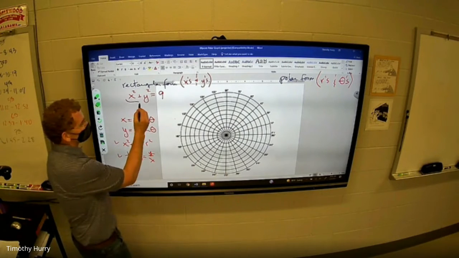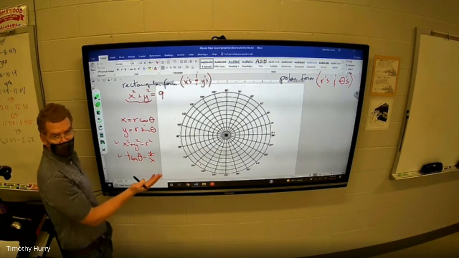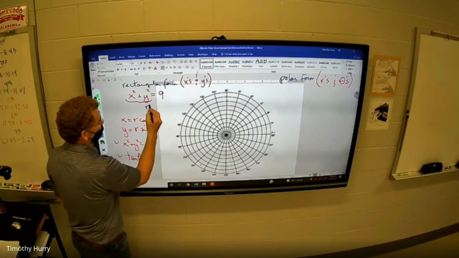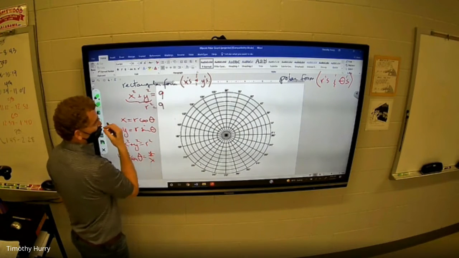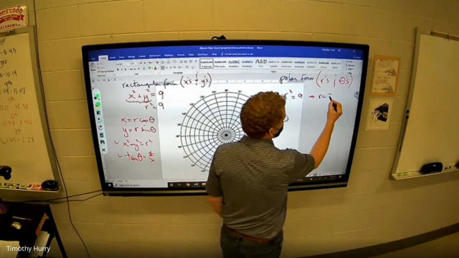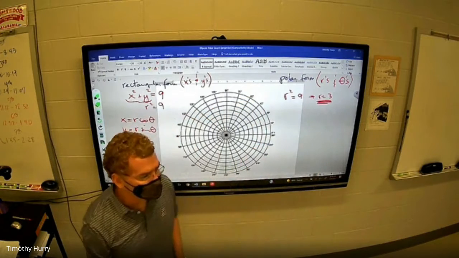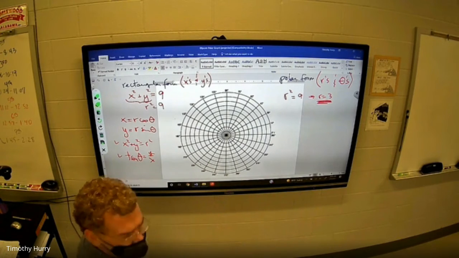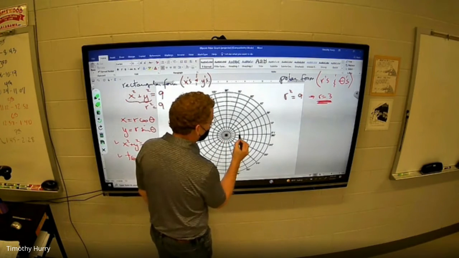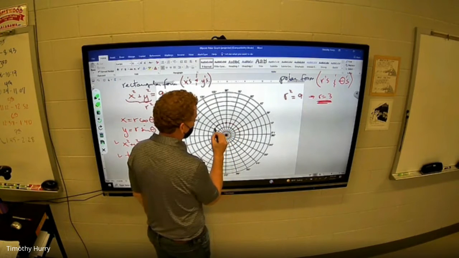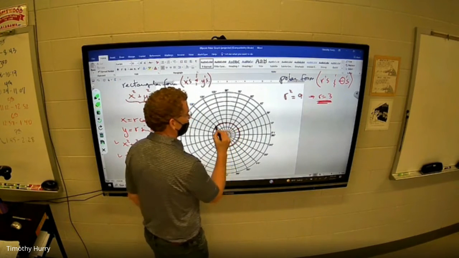So I could replace that with r squared. Now that doesn't happen very often. It happens with circles though. And if I replace that with r squared, what are you left with? R squared equals 9, which is the same thing as r equals 3. Now, if you really think about it, what does it mean if they don't mention anything about the angle? The angle could be anything, but the r is always 3. If this is polar, I'm saying the r is always 3. Doesn't matter what the angle is. What do you end up with? A circle.